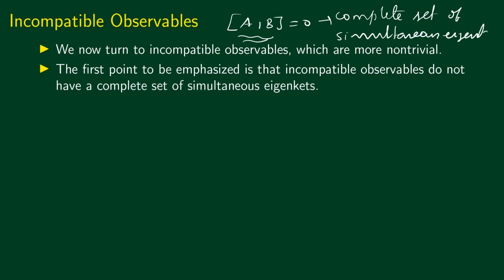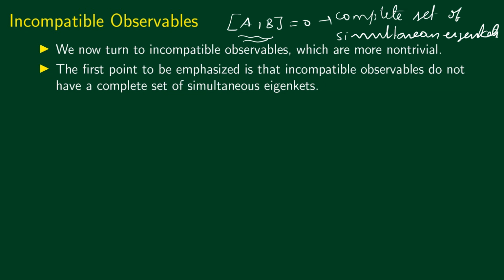And we actually saw that this is the reason why the measurement of one observable does not interfere or destroy the information regarding the other observable. Right? So when two observables commute, since they have a complete set of simultaneous eigenkets, the measurement of one observable will not destroy the information regarding the other observable. And this is what we have discussed in the case of compatible observables.